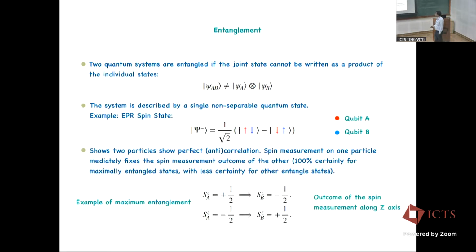So two quantum systems are entangled if the joint state cannot be written as a product of the individual states. The most famous example, probably, is of course the EPR spin states. This is a 2 qubit state where the red arrows correspond to the first qubit spins and the blue arrows are the second qubit spins. Now this full state can't be written as a tensor product of the two individual qubits, and that makes it entangled.